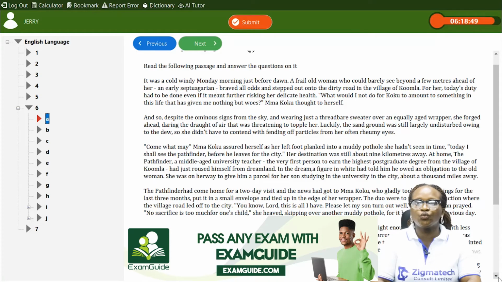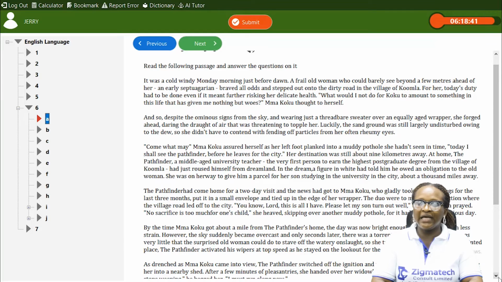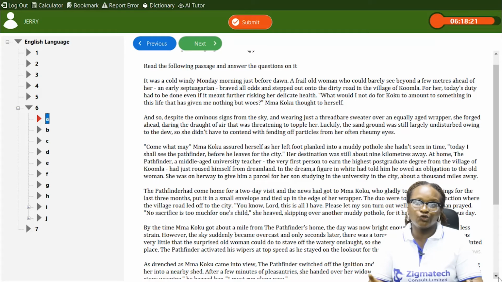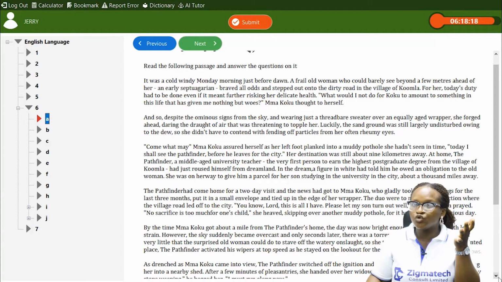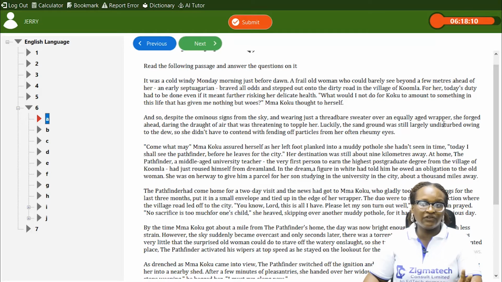Now it says, it was a cold, windy Monday morning just before dawn. A frail old woman who could barely see beyond a few meters ahead of her, an early septuagenarian. When you hear septuagenarian, sept has to do with 7, so obviously it should be people within their 70s. Yes, early 70s. Octogenarian is for 80s. Within an early septuagenarian, that's someone who is in her early 70s, 71, 72, 73. Yes, that's it, 74, because 75 is mid.